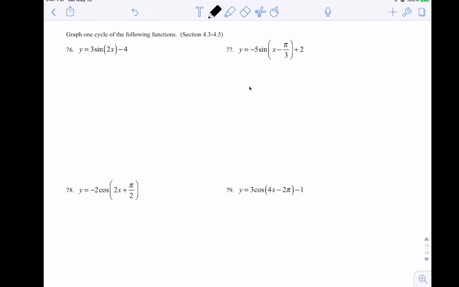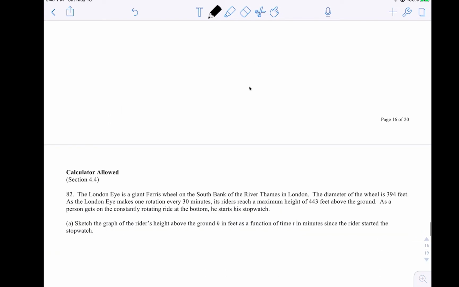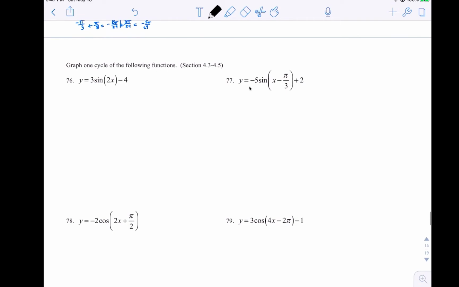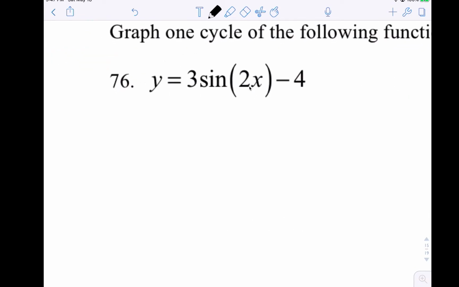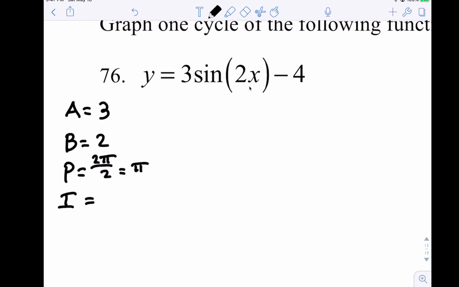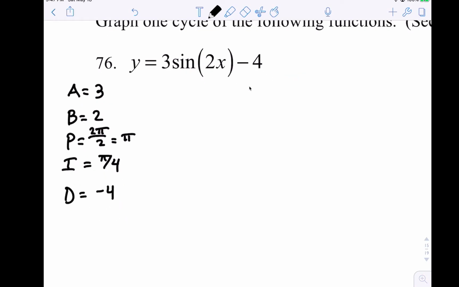Okay, so the next 6 are graphing. All right, so first one: amplitude is 3, b value is 2, which then makes the period 2 pi over 2, which is pi, which then gives your interval of pi over 4, and then the axis is at negative 4.